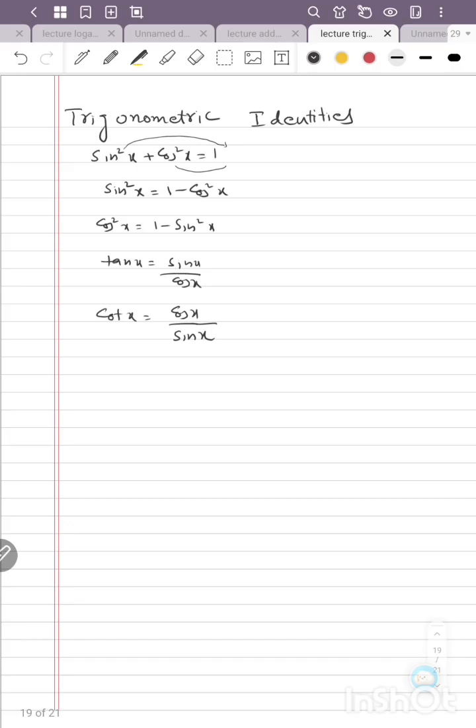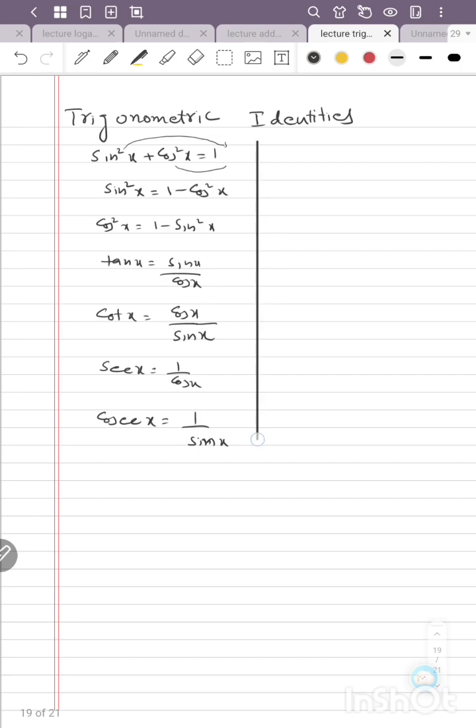Hopefully you have understood this. Next we have secant x equal to 1 over cos x, and cosecant x equal to 1 over sine x.